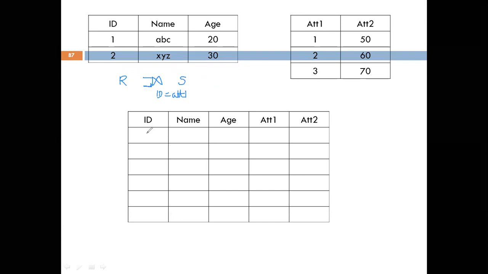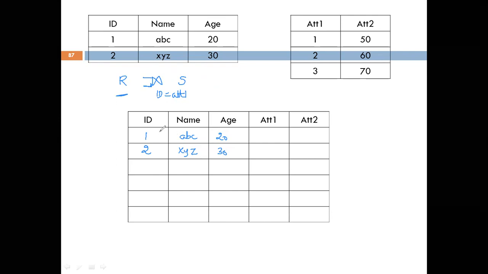Then what happens? First it will retain all the entries that are there in the relation R. So 1 ABC, the age is 20, over here 2 XYZ 30. So all the tuples in the left relation, that is R, will be retained. Only 2 are there, so 2 entries. If 10 were there, all the 10 we would have written.